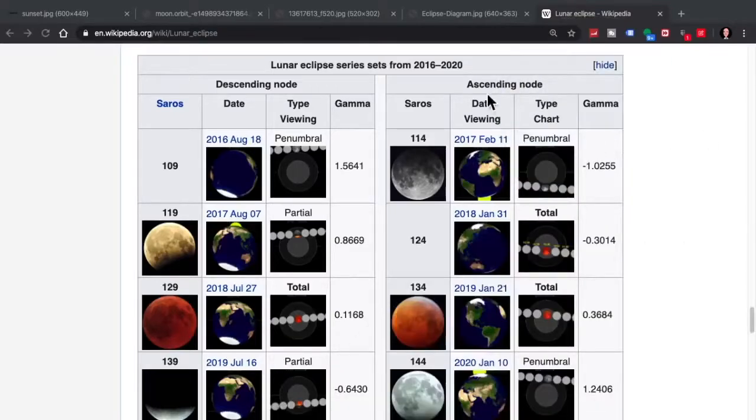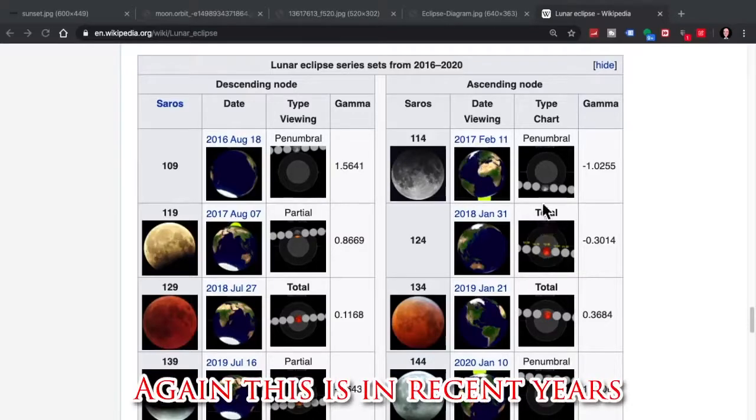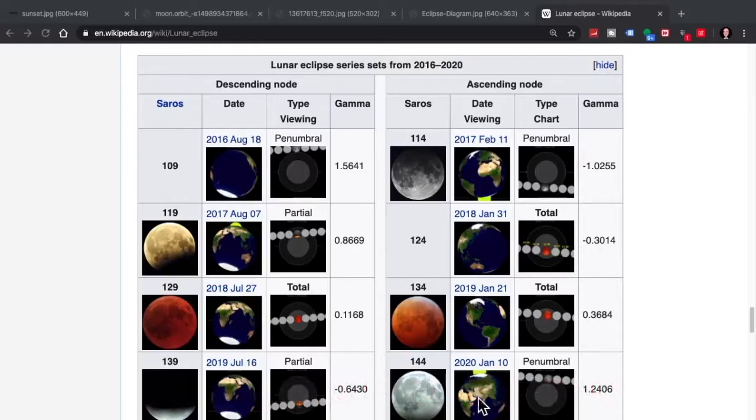Now in the ascending node, which occurs in the winter, the moon is coming up. So you see here we have a penumbral eclipse, we have a total eclipse, and another total eclipse. I actually watched this one, it was pretty cool. And then we had another penumbral eclipse in January of this year. So you see, the basic idea is the descending node means that the orbit of the moon is coming down through the ecliptic, and the ascending node, the orbit of the moon is coming up through the ecliptic. And this is, of course, viewed from the northern hemisphere.